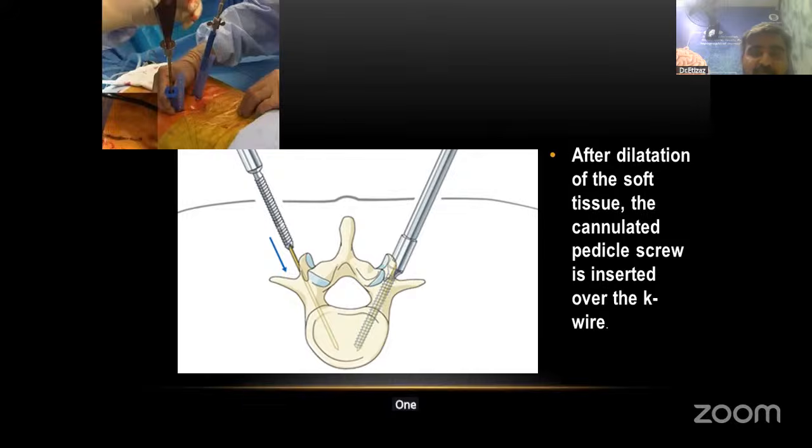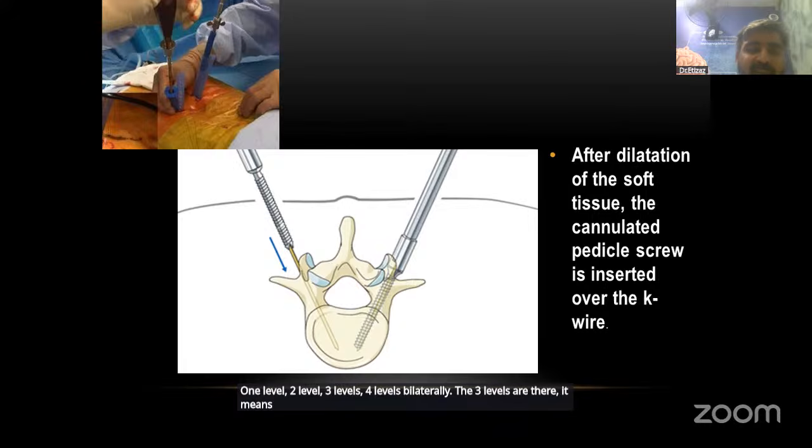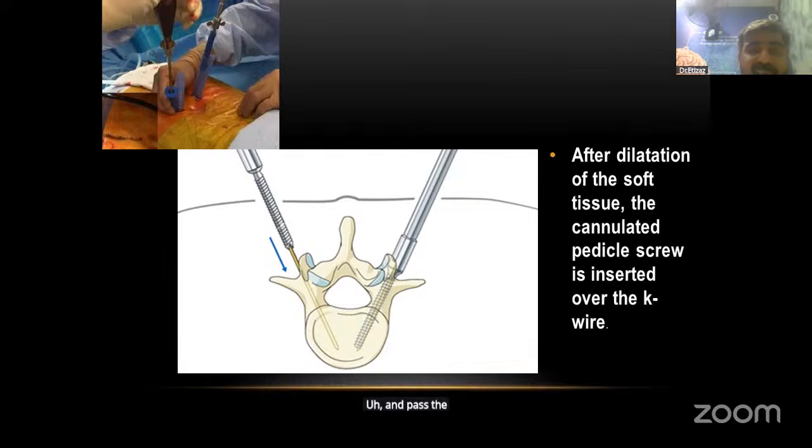One level, two levels, three levels, four levels, bilaterally. If there are three levels, it means we are doing six parts, three levels on each side. It means six pedicle screws should be there. So in the same fashion, you have to pass the cannulated screws all the way. But this is not the big deal.